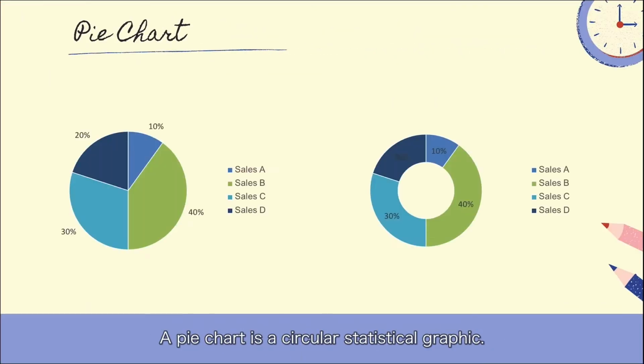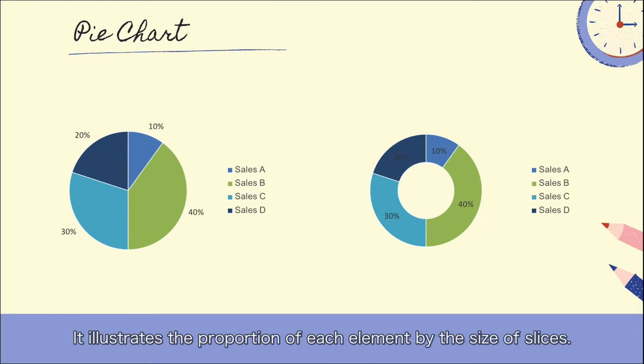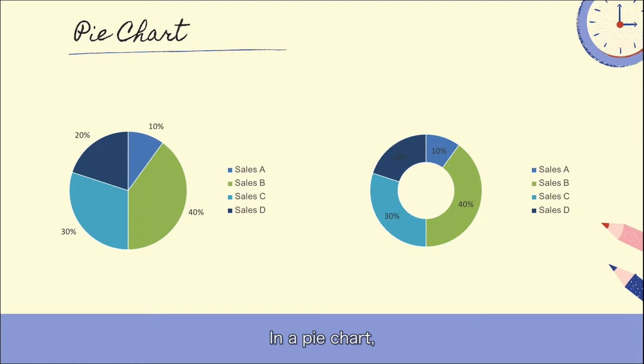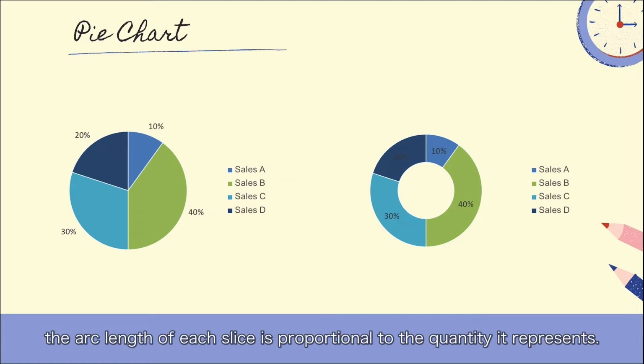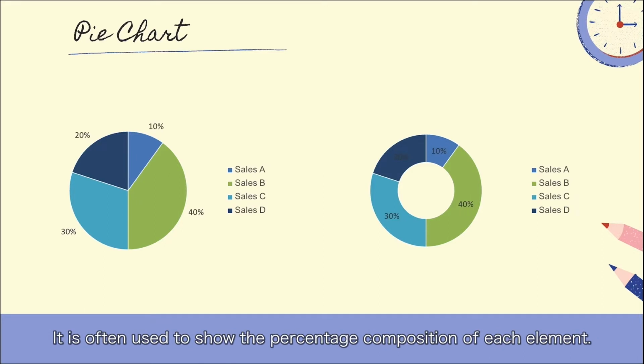A pie chart is a circular statistical graphic. It illustrates a portion of each element by the size of slices. In the pie chart, the arc length of each slice is proportional to the quantity it represents. It is often used to show the percentage composition of each element.